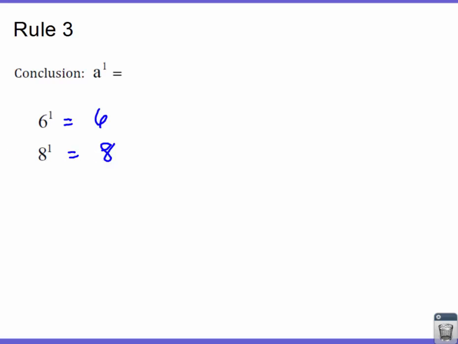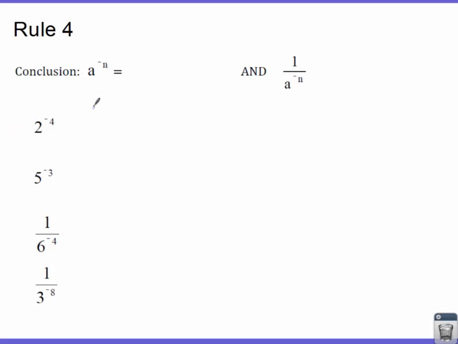Now we've got rule number 4. This one is the most complicated out of all of the rules. This one we've got this a to the negative n, or 1 over a to the negative n. Now this is our reciprocal feature, because we know that a to the negative n is going to be equal to 1 over a to the nth power. Or if we do 1 over a to the negative n, it's going to be equal to just a to the positive n. So this negative flips things.